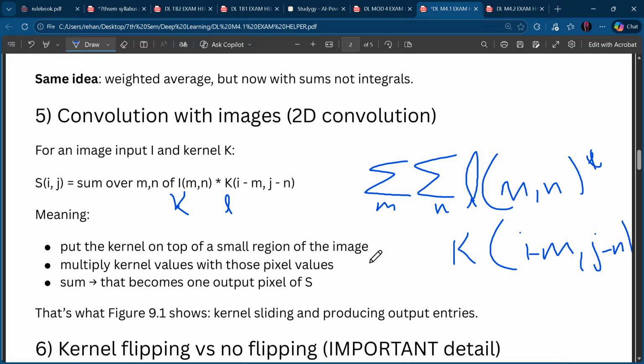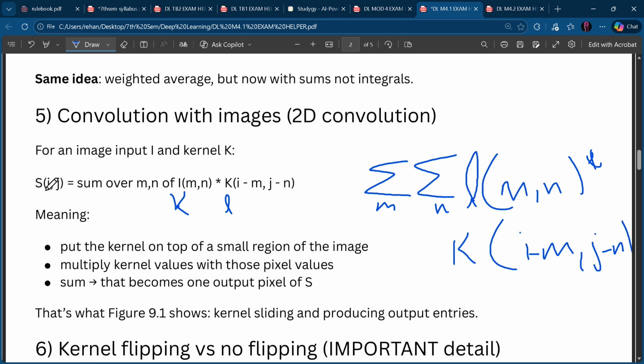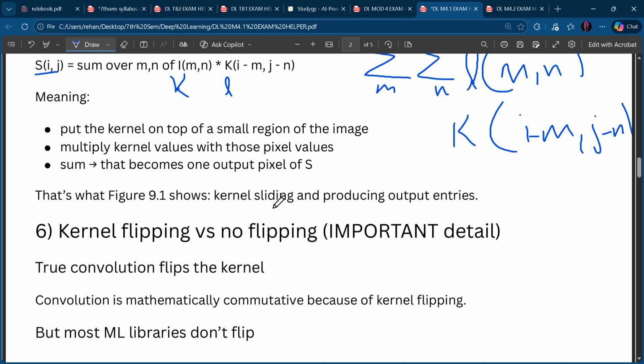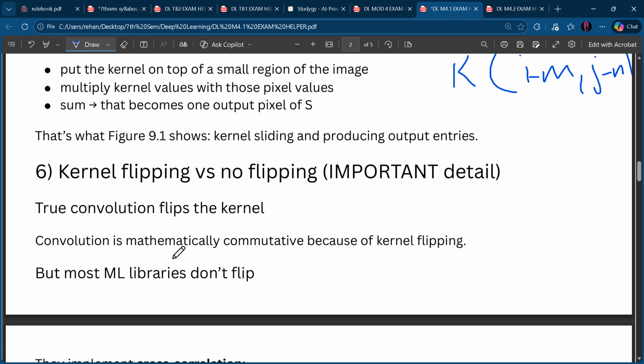So now the meaning of this equation: put the kernel on top of a small region of the image. See, i minus m, so it is some particular location. So we are putting the kernel, then multiplying kernel values with those pixel values, and the sum becomes one output pixel of S. Basically, if some pixels are there, we are finding a location and placing the kernel over there. So image at m comma n times the kernel position gives some output. So that is our new S output.